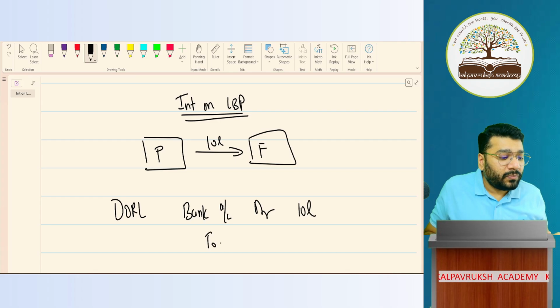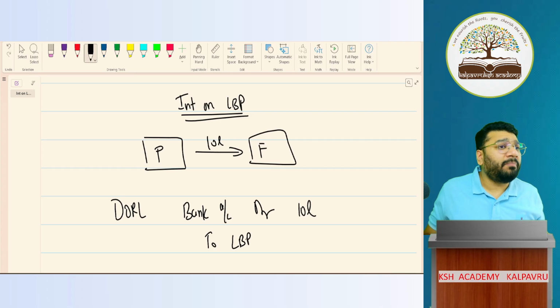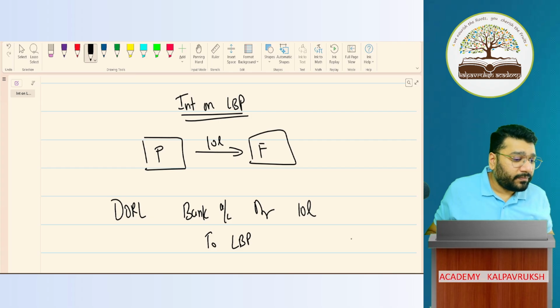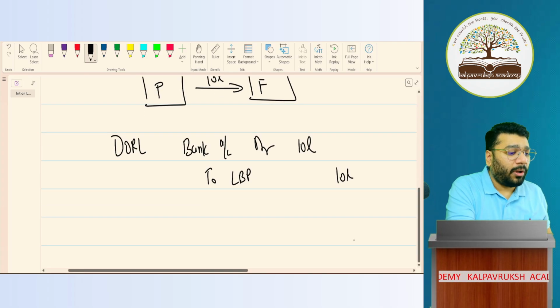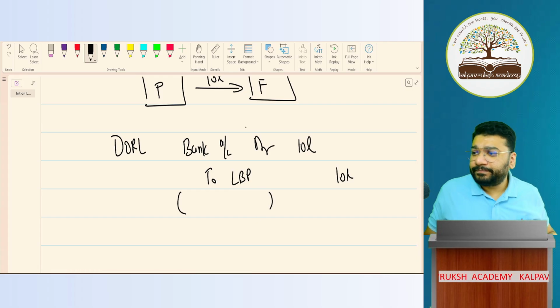Ledger name: loan by partner. Whatever is the partner name. Let's say if the partner's name is Prem. Loan by Prem, 10 lakh. Any problem? Is it manageable? Okay. Now, who is enjoying whose money?